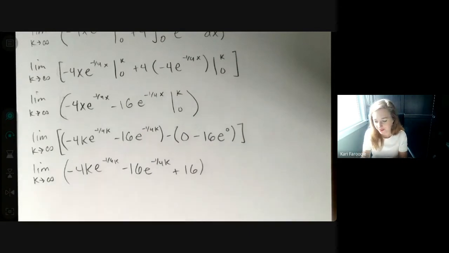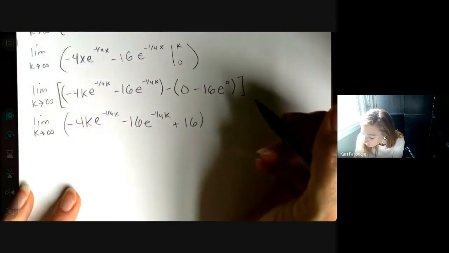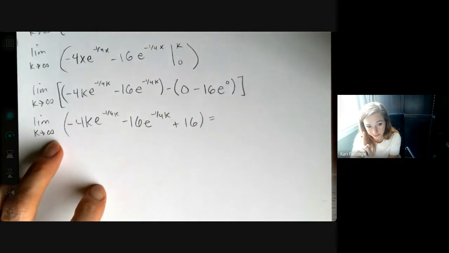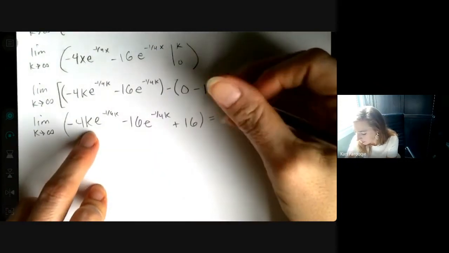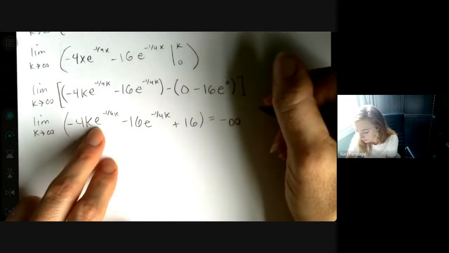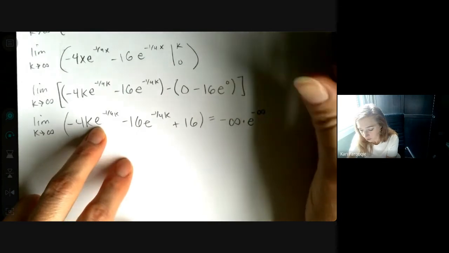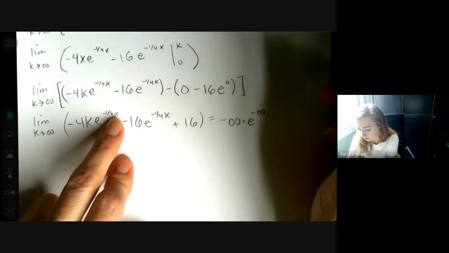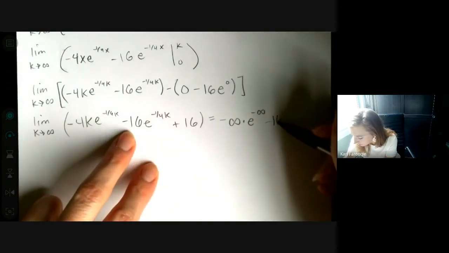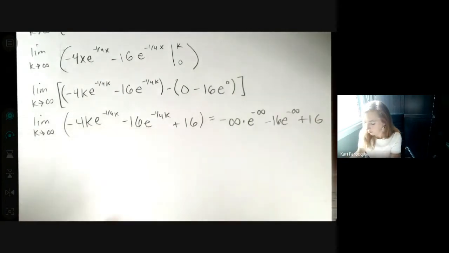Now, watch what happens. Anytime I say that, you know it's not going anywhere good. If I were to evaluate this limit as k approaches infinity, be careful here, because you would be getting first negative infinity times e to the negative infinity. I'm going to do this in pieces here. If you let k be infinity, again, you have negative infinity, and then minus 16e to the negative infinity plus 16.